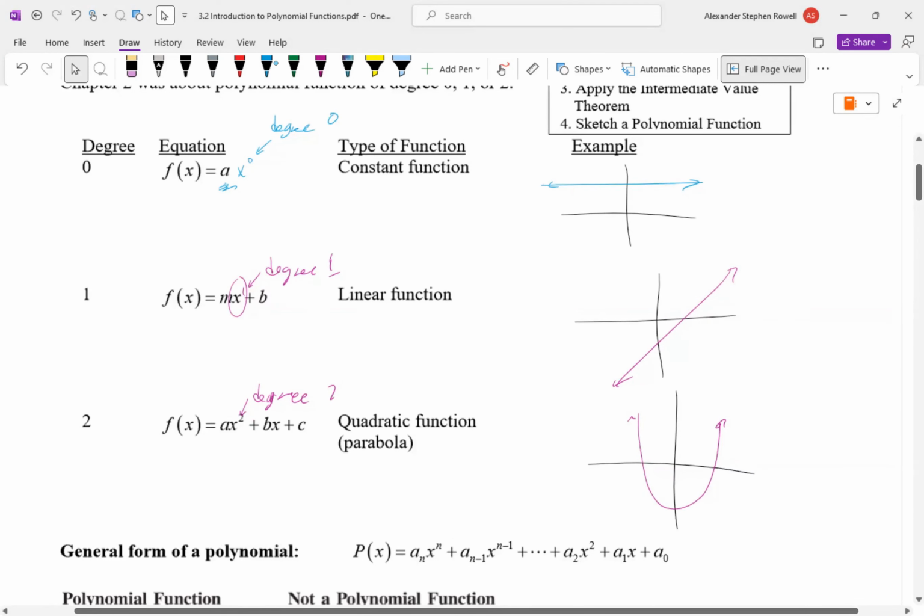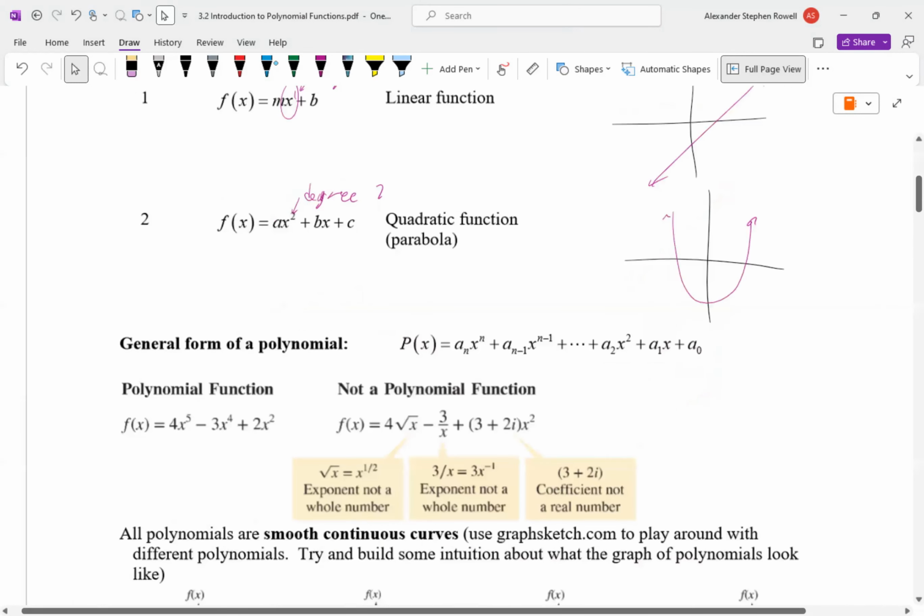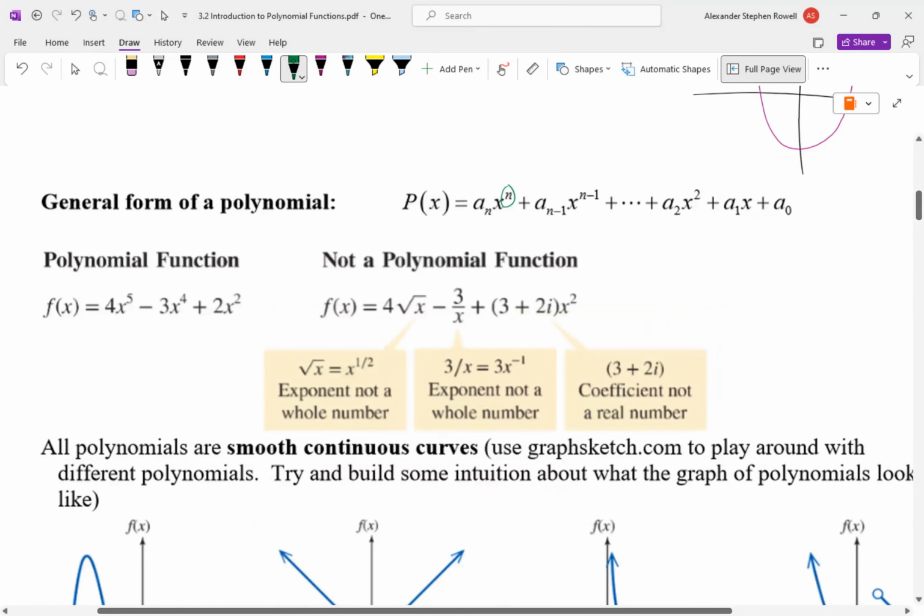We now want to graph polynomials of higher degree. Okay, and how high do we go? Probably, practically speaking, as high as degree 6 polynomials. But this is how we write a general form polynomial. Specifically, a_n, a_{n-1}, a_2, a_1, and a_0 are all just constants. They're all numbers.